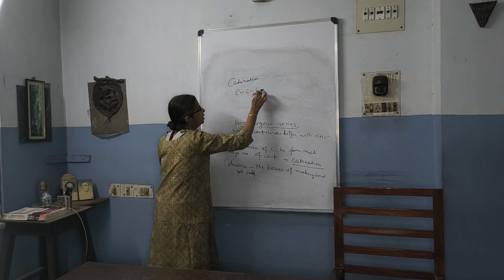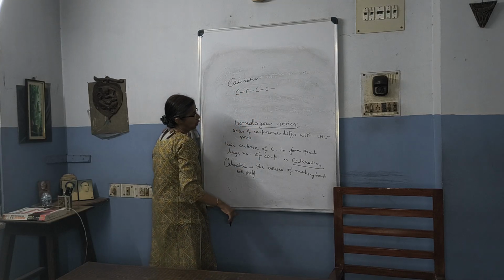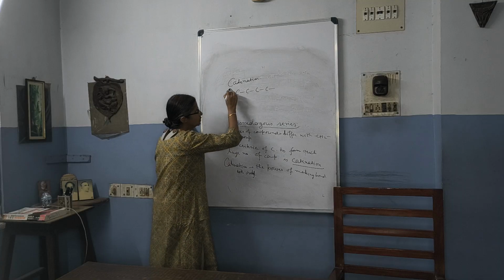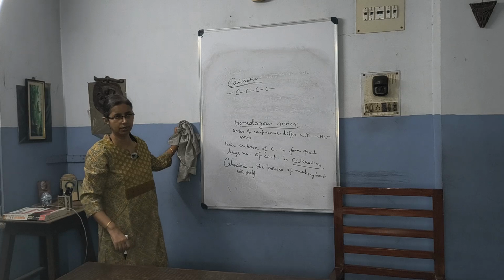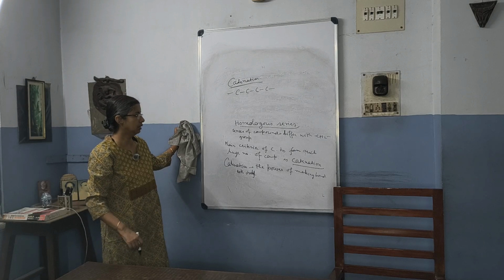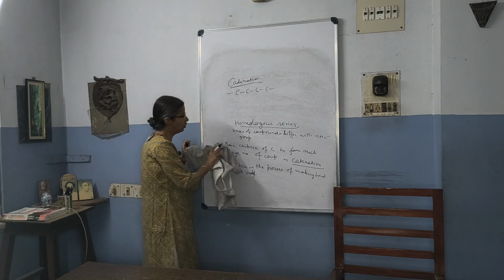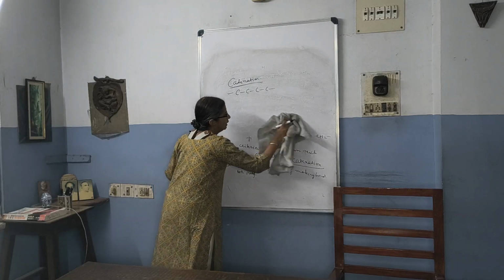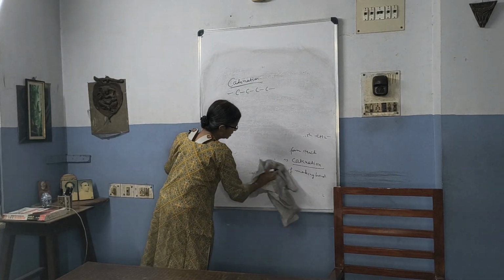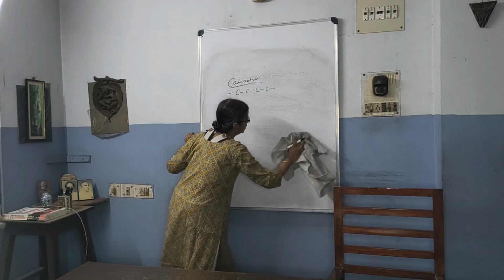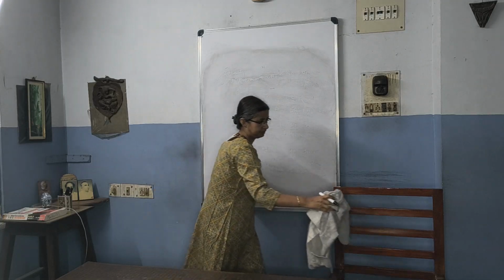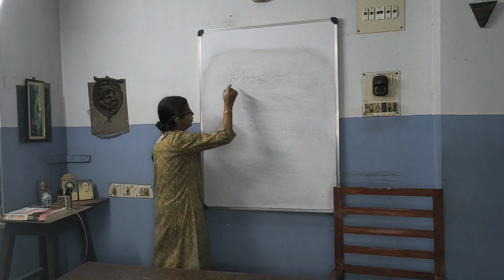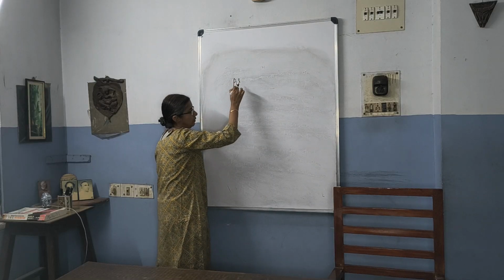C bond C bond C, like this. No other element can do this. So it's a specific, unique property of carbon. That is catenation. This whole organic chemistry stands on this catenation property of carbon. Now next we will move on to alkene.